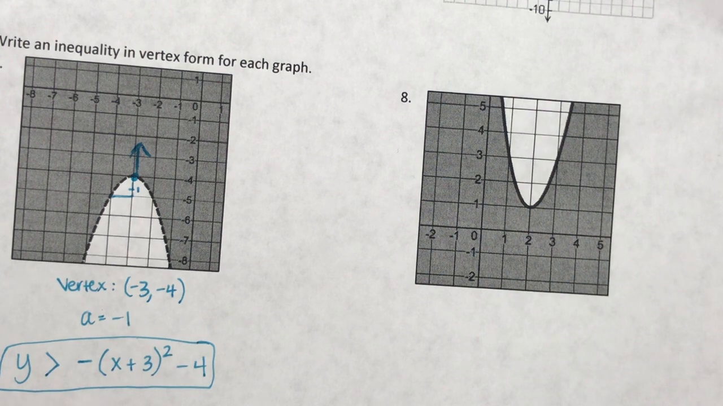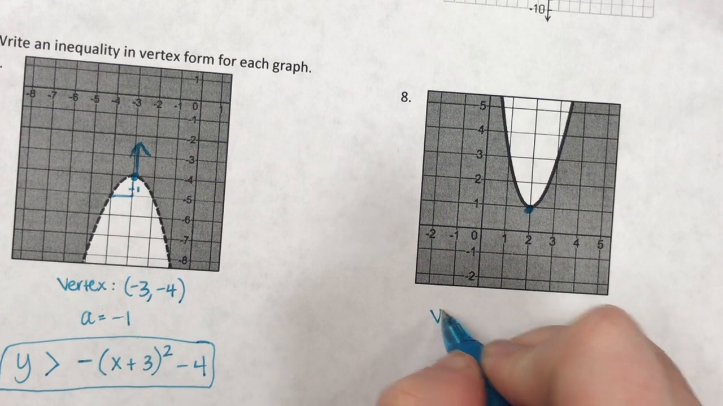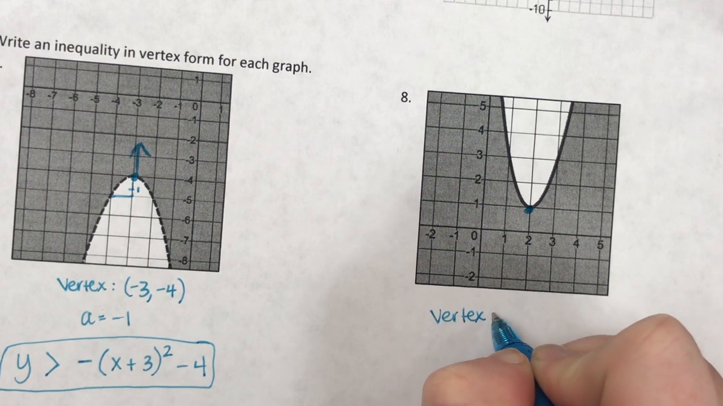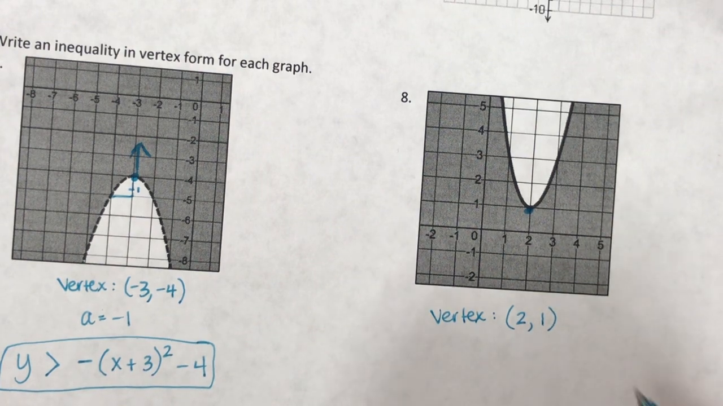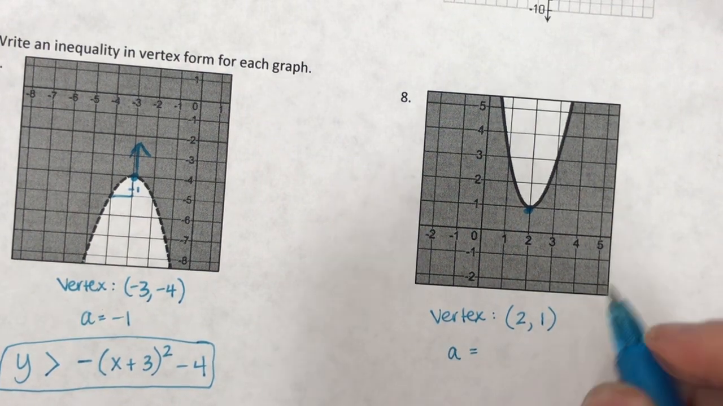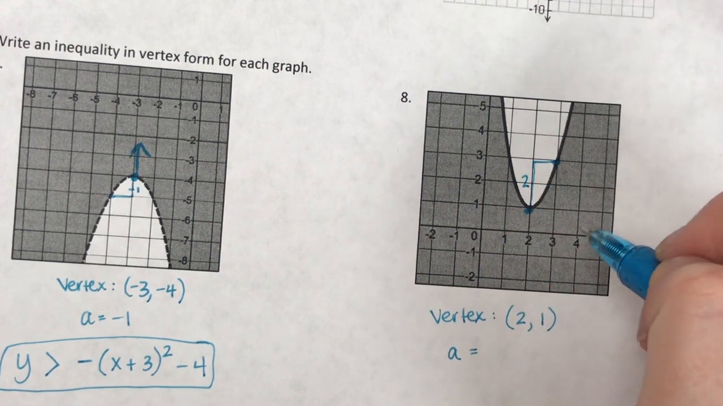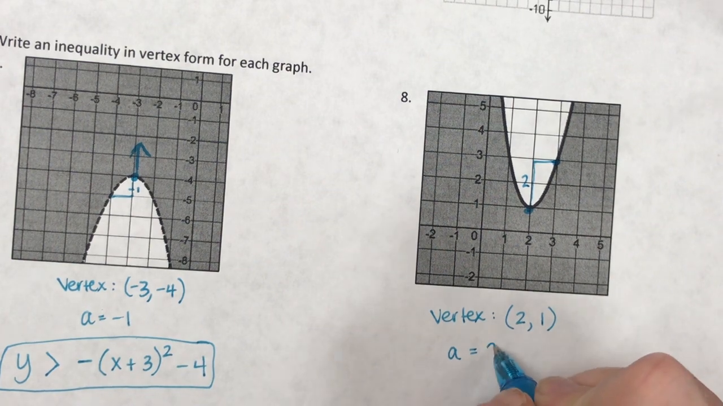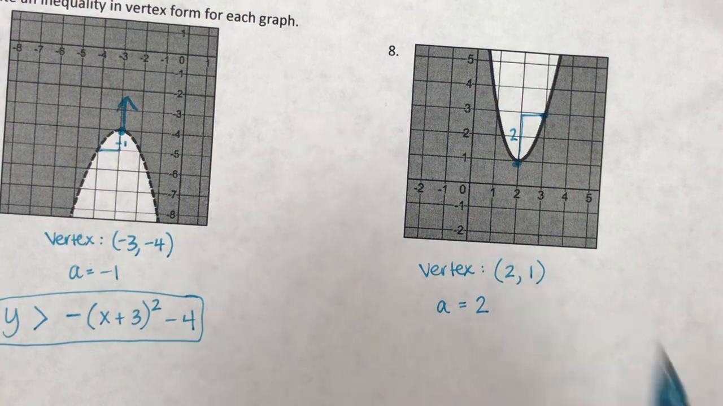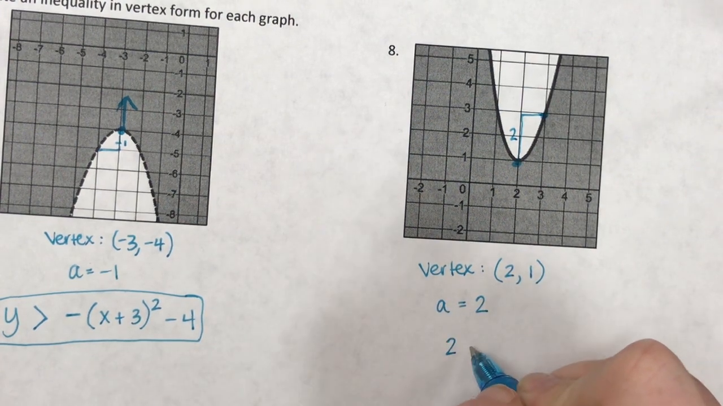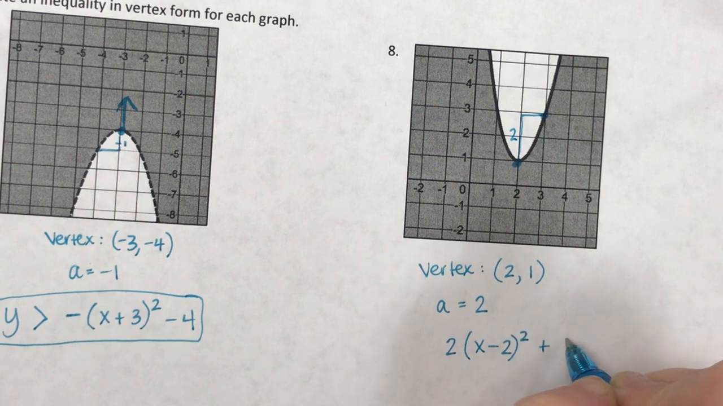Number 8, the vertex of this function is at 2, 1. My A value, I'm going up 2/1, so my A is 2. So I have 2 times x minus 2 squared plus 1.